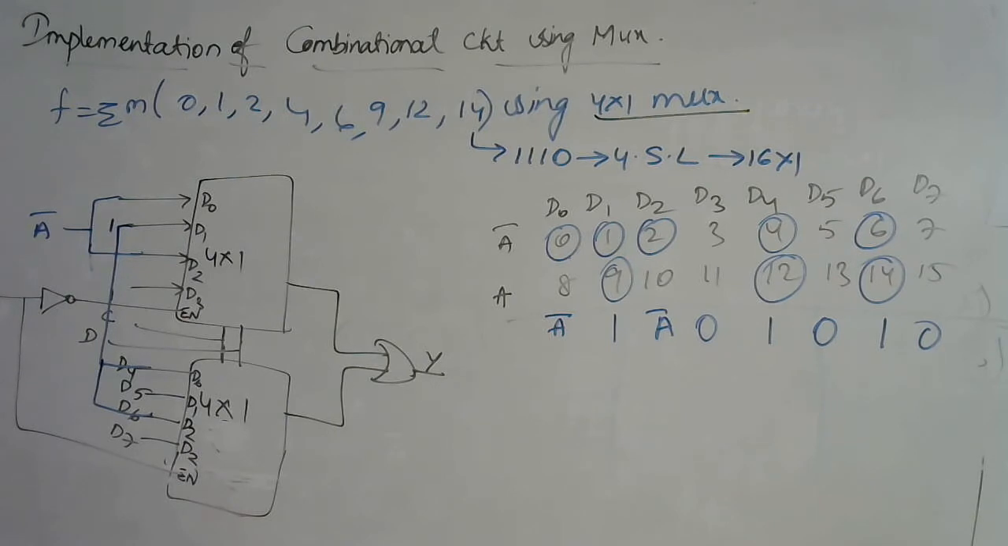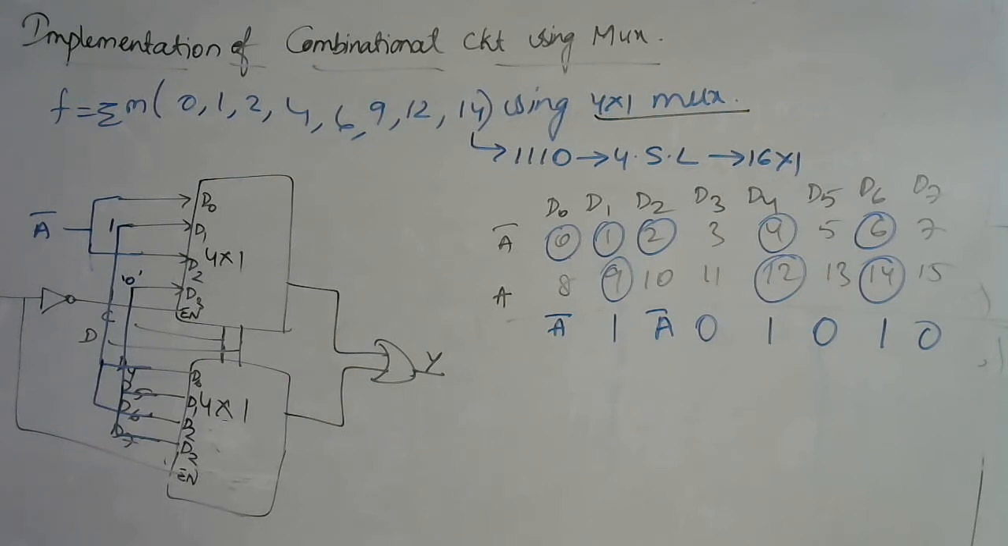D3, D5, D7 are all zeros. This is how to implement a 4 variable SOP expression by using a 4 by 1 multiplexer. So the number of variables represents the number of select lines.